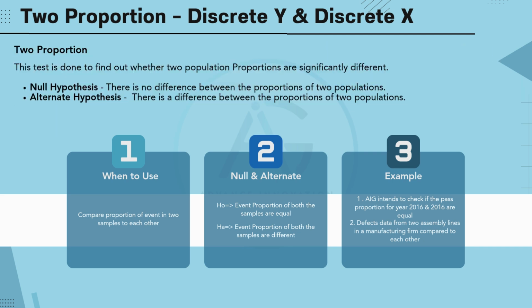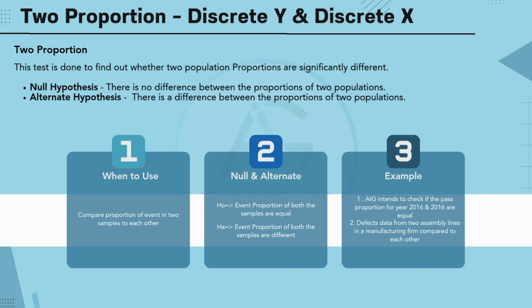Let's now move on to the two-proportion test. This test is used when we want to compare the proportions of a certain event occurring in two different populations or groups. It helps us determine if the observed difference between the two proportions is statistically significant. First, let's understand the hypotheses.